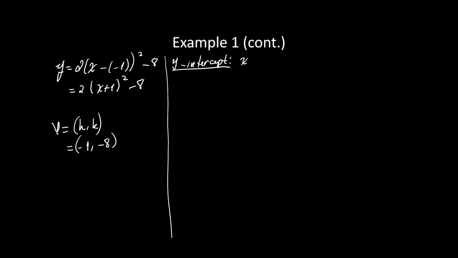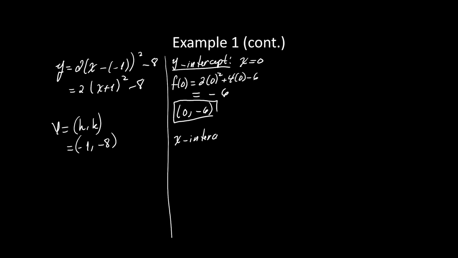Y-intercept, that means we set x to be 0. So we have f of 0 is 2 times 0 squared plus 4 times 0 minus 6. So that's negative 6. So the y-intercept is going to be 0 for x, negative 6 for y. How about x-intercept? That's when we set y to be 0.